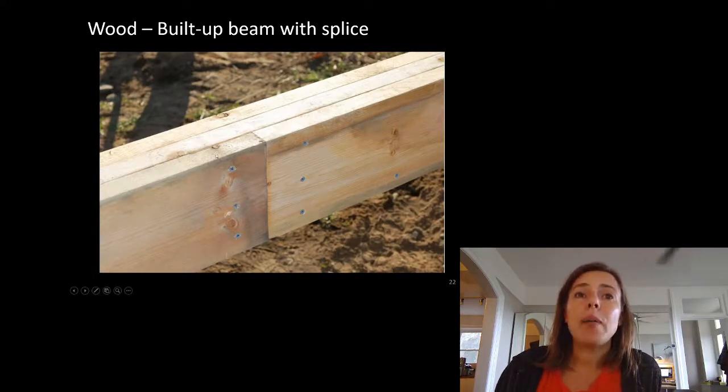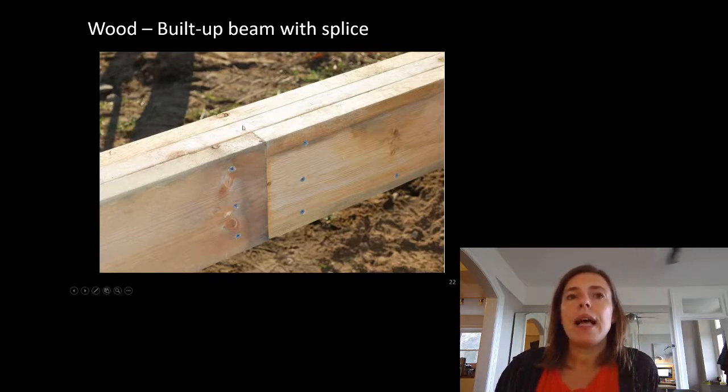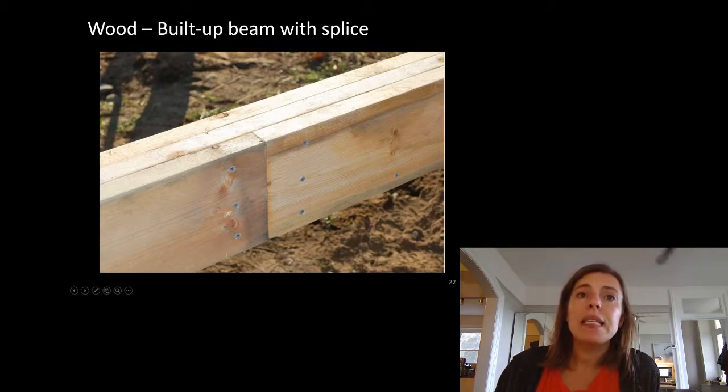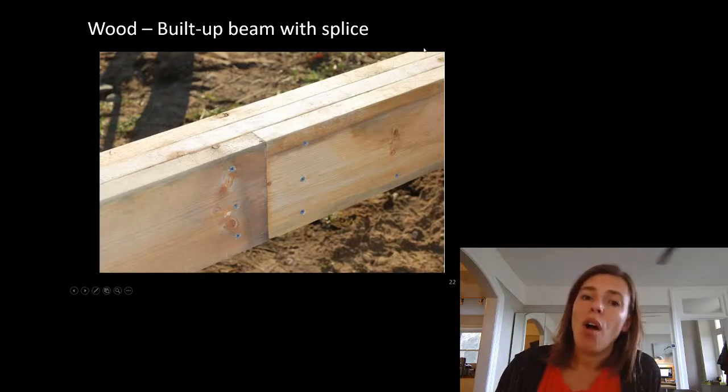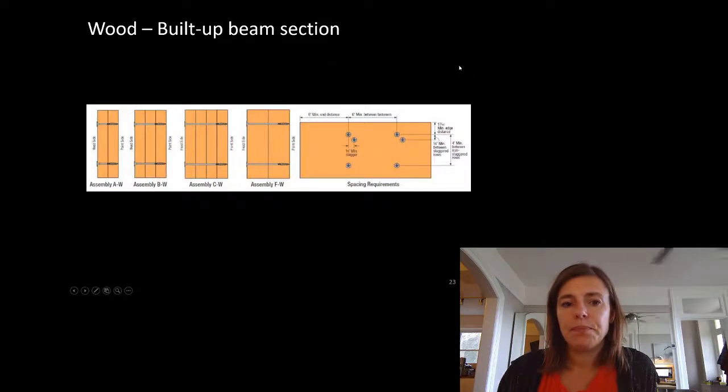You can do a built-up beam. This is a built-up beam with a splice. So we need it to span a long distance, and a two-layer thick beam would work, but we can't get a member long enough. So what we do is we splice it here, but in this zone here, we only have two members. Until somewhere off screen, we have another splice where these two members are working instead.